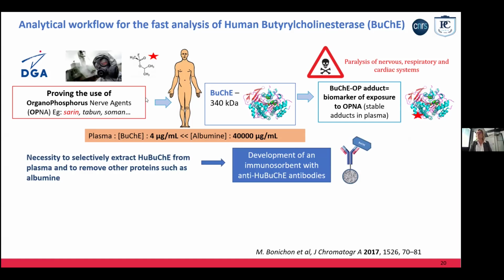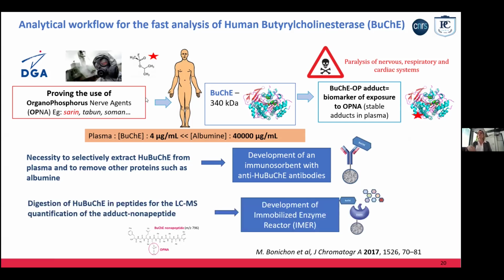We also know that in chromatography, it is quite difficult to analyze huge proteins, big proteins. We prefer to digest proteins into peptides because the analysis of peptides is much easier. This is the reason why we also developed a sorbent that consists in immobilizing an enzyme, a protease, that is able to cut the protein into peptides. So two steps: extraction and digestion.